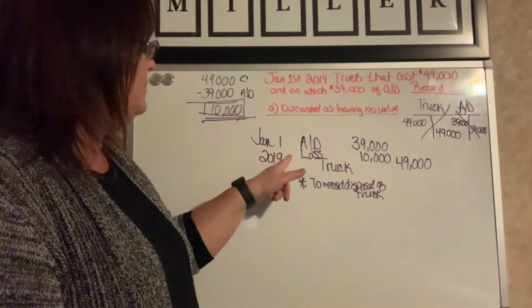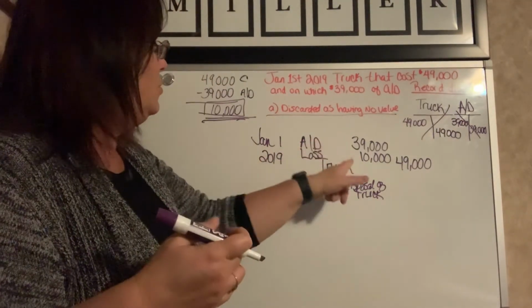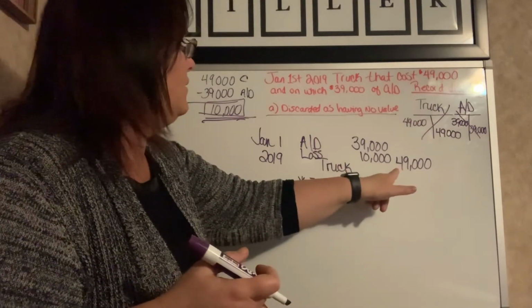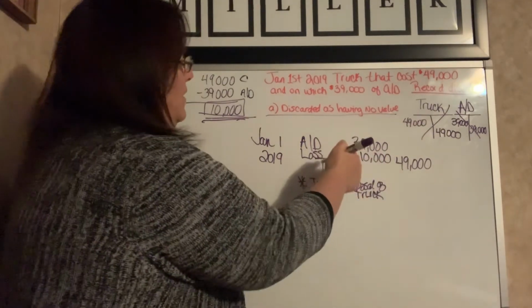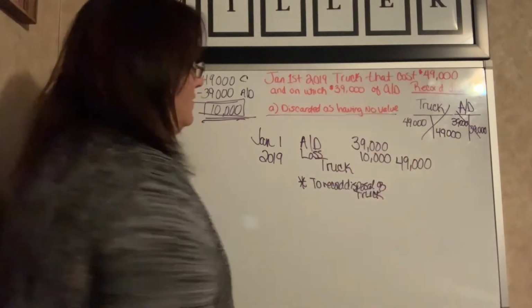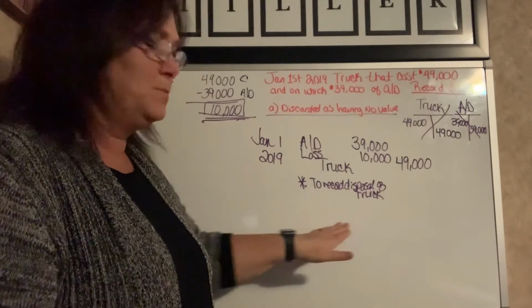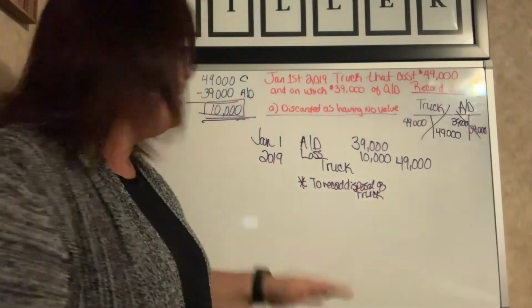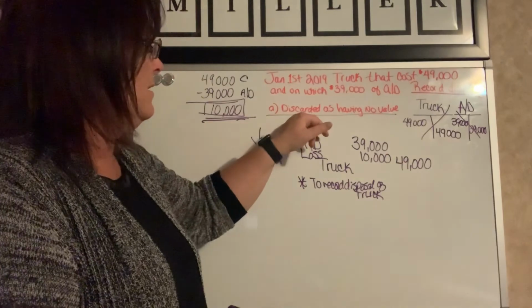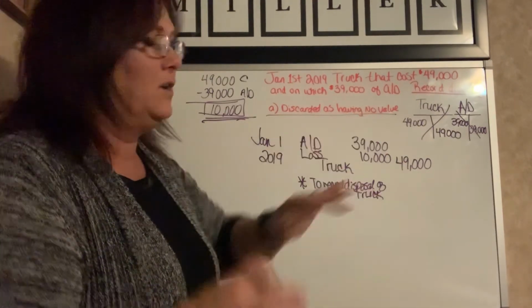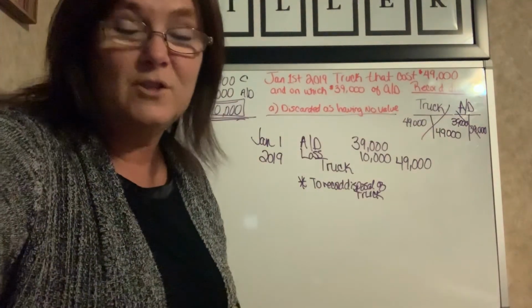We have a date, we have 2 debits and 1 credit, but they match because we have $49,000 here, $49,000 here, and a reason. We just disposed of this truck and got rid of it. And that is the journal entry for having discarded our asset as having no value. Look for the next video.